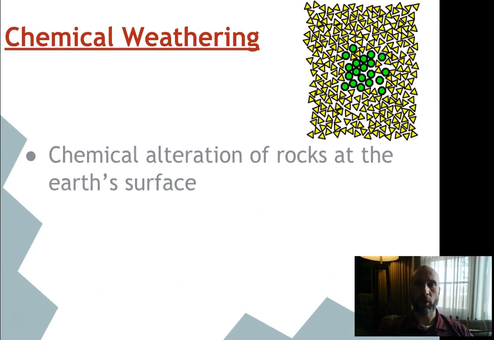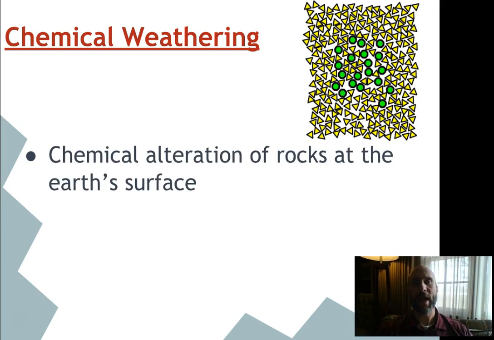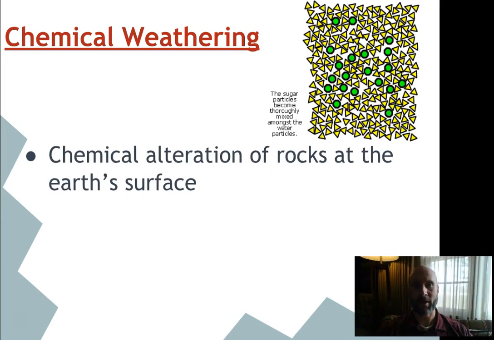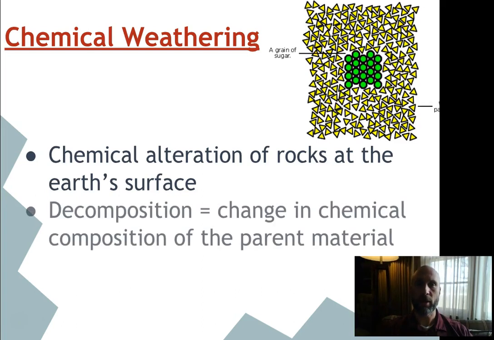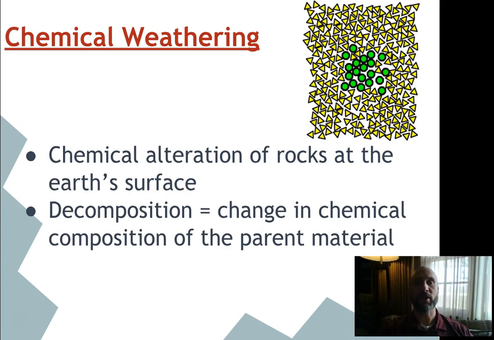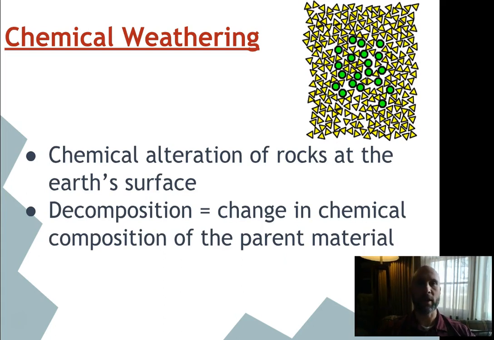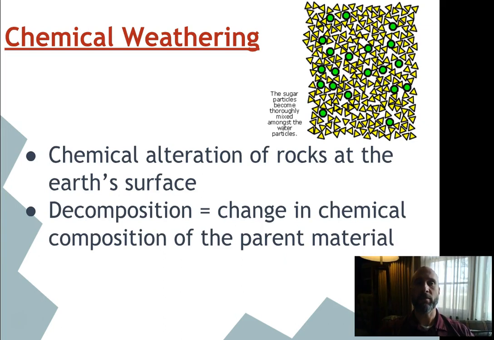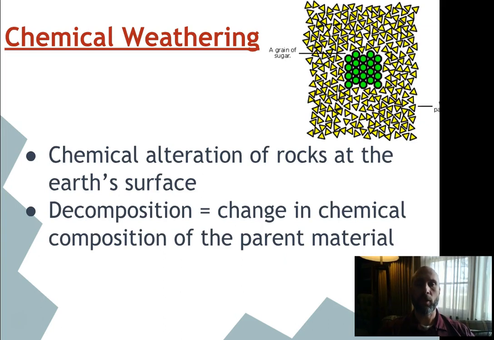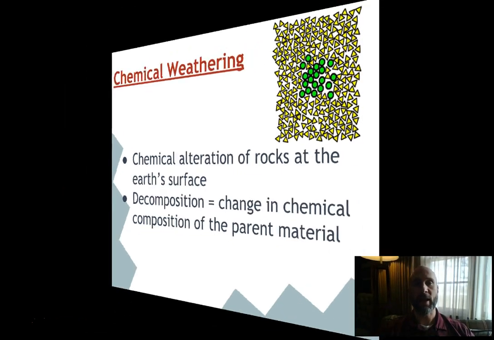The other type is chemical weathering. Now, chemical weathering is the actual chemical alteration of rocks on the Earth's surface. So there's a chemical process. You all went through chemistry at one point, and you remember we talked about those different types of reactions: single replacement, double replacement, decomposition, right? But that parent material is breaking down into other different products from its original state.